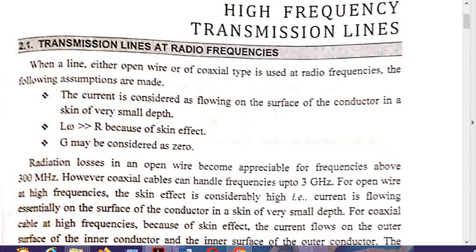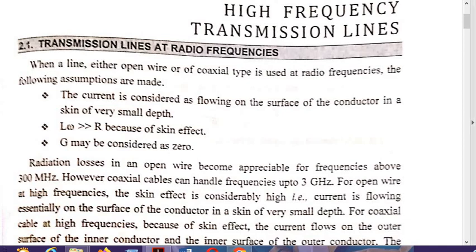For open wire, the skin effect is considerably high at high frequencies. For coaxial cable at high frequencies, because of skin effect, the current flows on the surface of the inner conductor and the inner surface of the outer conductor. The internal flux and internal inductance are reduced nearly to 0. So the capacitance of the coaxial cable will not be affected at high frequencies.